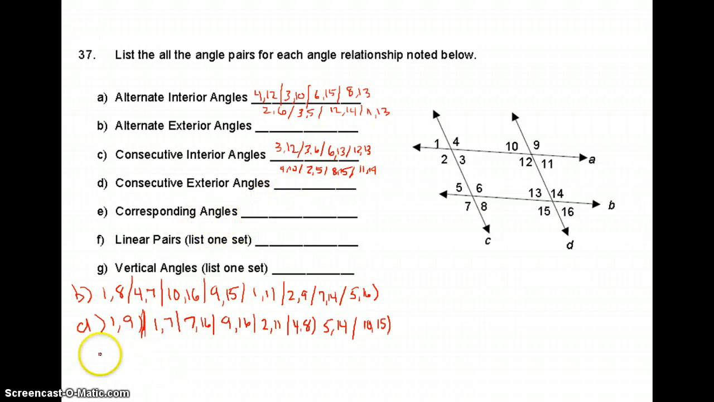E, corresponding angles. I'm going to have to put those down here too, and a lot of those. Corresponding. Remember, they're in the same position. I'm going to circle those, 9 and 4. And I'm going to box these in. 1 and 10.